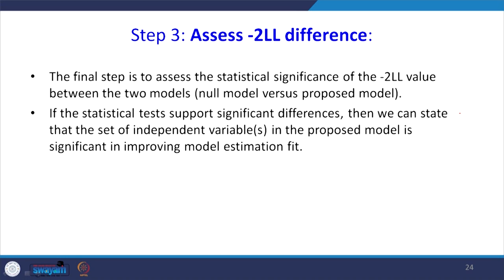The third step is assessing the minus 2LL difference. The final step is to assess the statistical significance of the minus 2LL value between two models, that is, the null model versus the proposed model. If the statistical tests support significant differences, then we can state that the set of independent variables in the proposed model is significant in improving the model estimation fit.